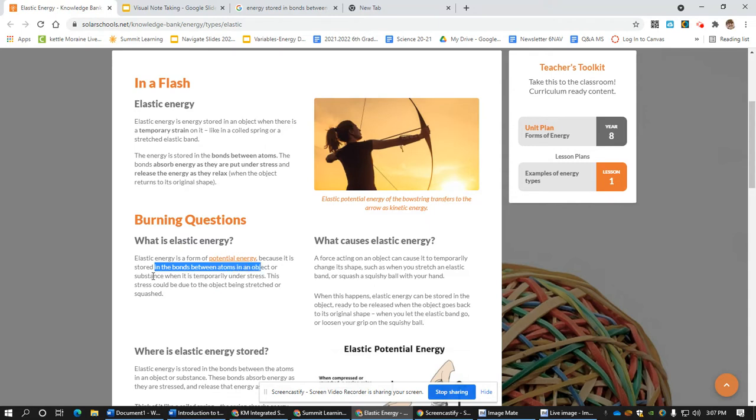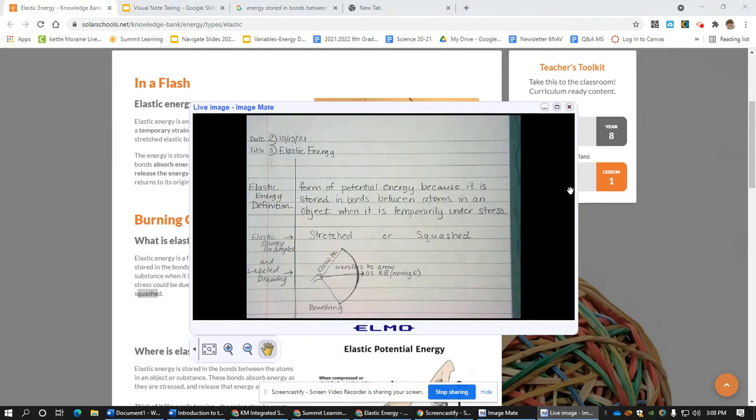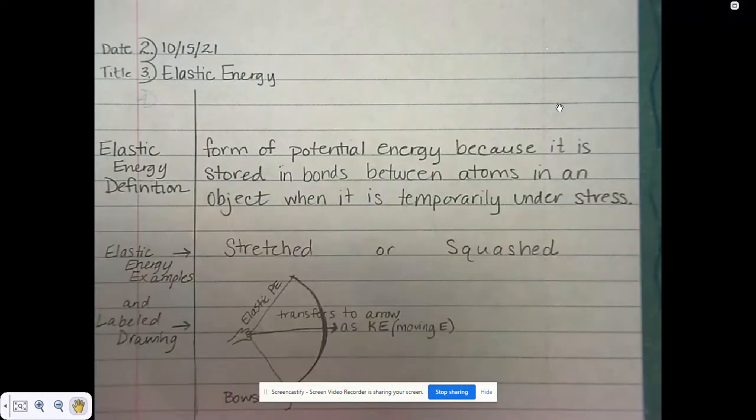In an object or substance when it's temporarily under stress. Oh, I just read that similar concept up here. This stress could be due to the object being stretched or squashed. So I think at this point I am going to start writing down some of my notes. So I need for you to have your paper out as well. And I'm going to kind of show us how we would do that.